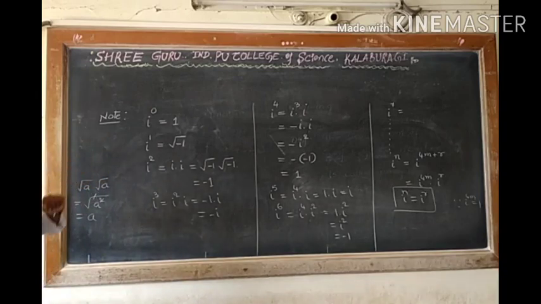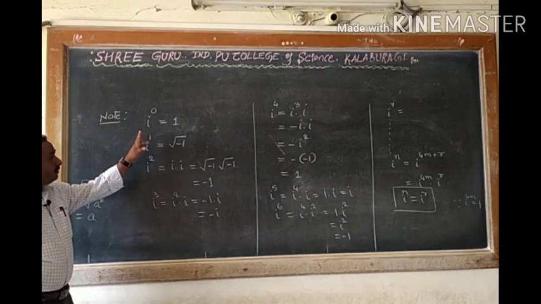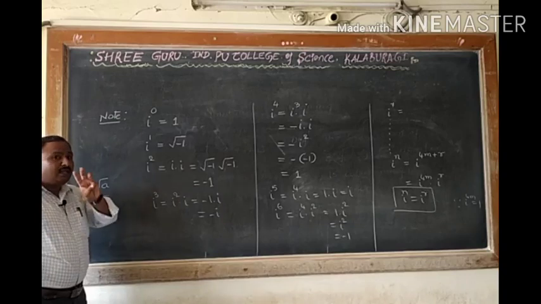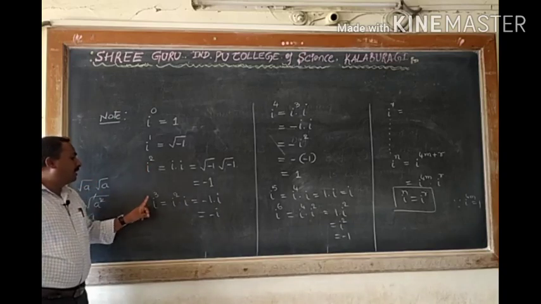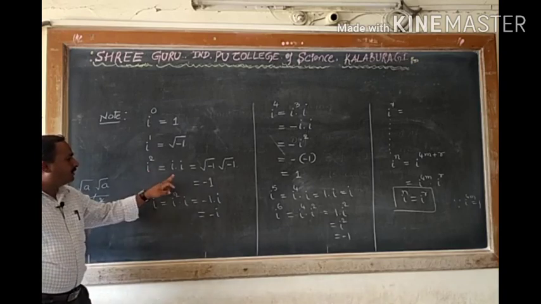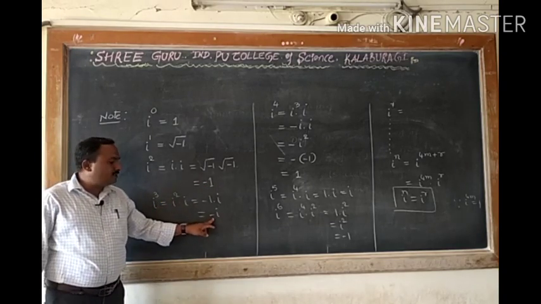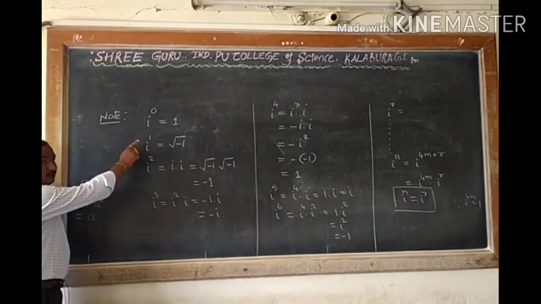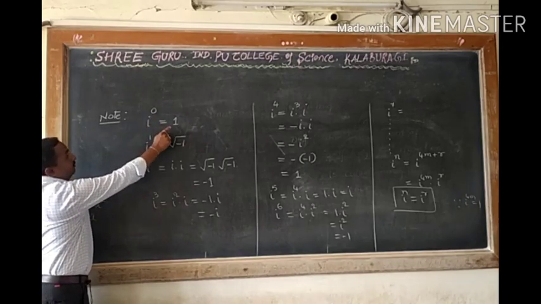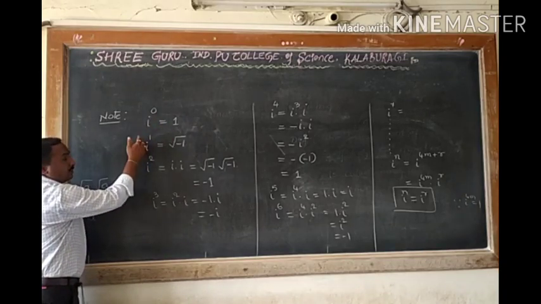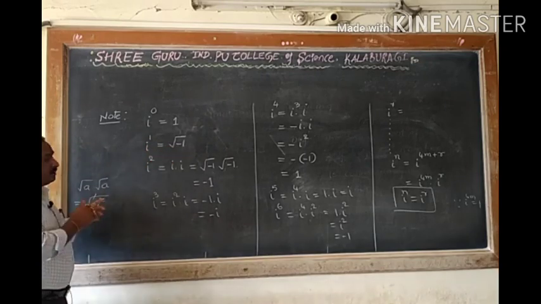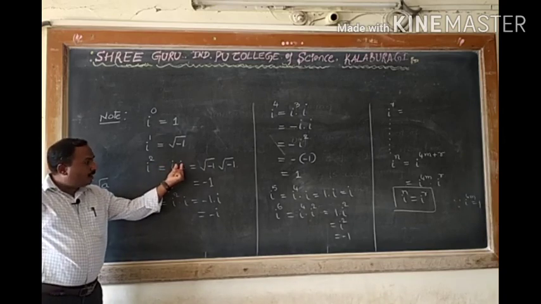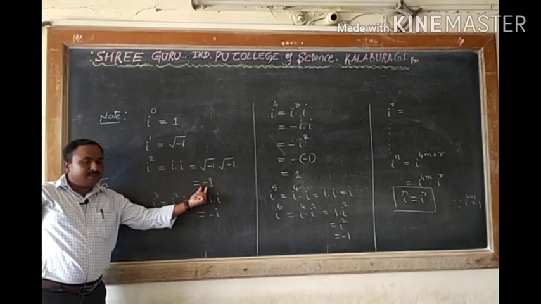Next, finding the values of i's. Keep in mind these values: i to the power 1, i squared, i cubed, i to the power 4. The value of i squared is minus 1. The value of i cubed is minus i. The value of i to the power 4 is 1. Once again, i to the power 0 is 1. i to the power 1 is i, the root of minus 1. i squared is i into i, the root of minus 1 times itself, which is minus 1.